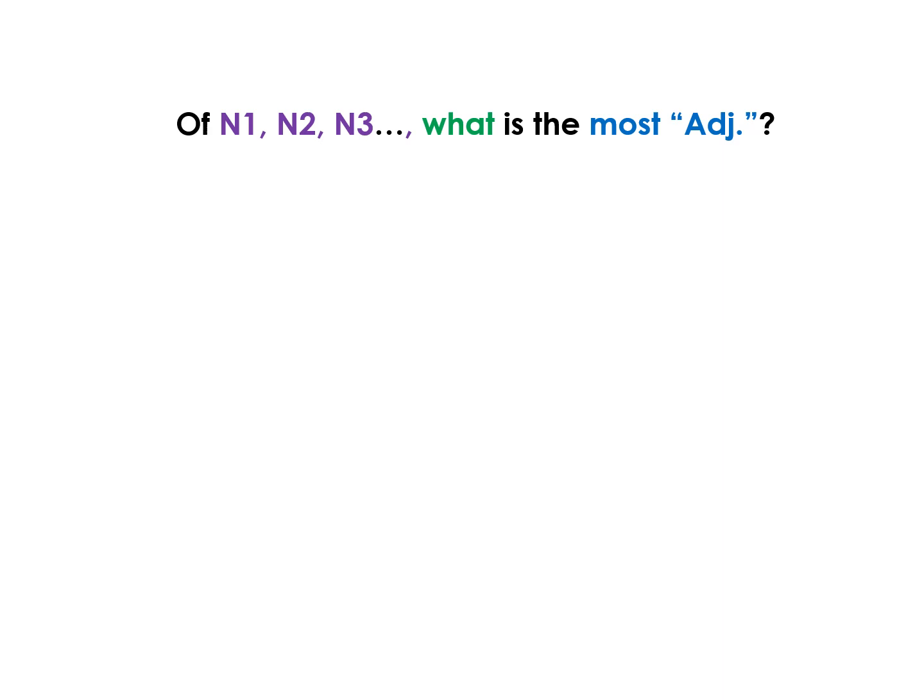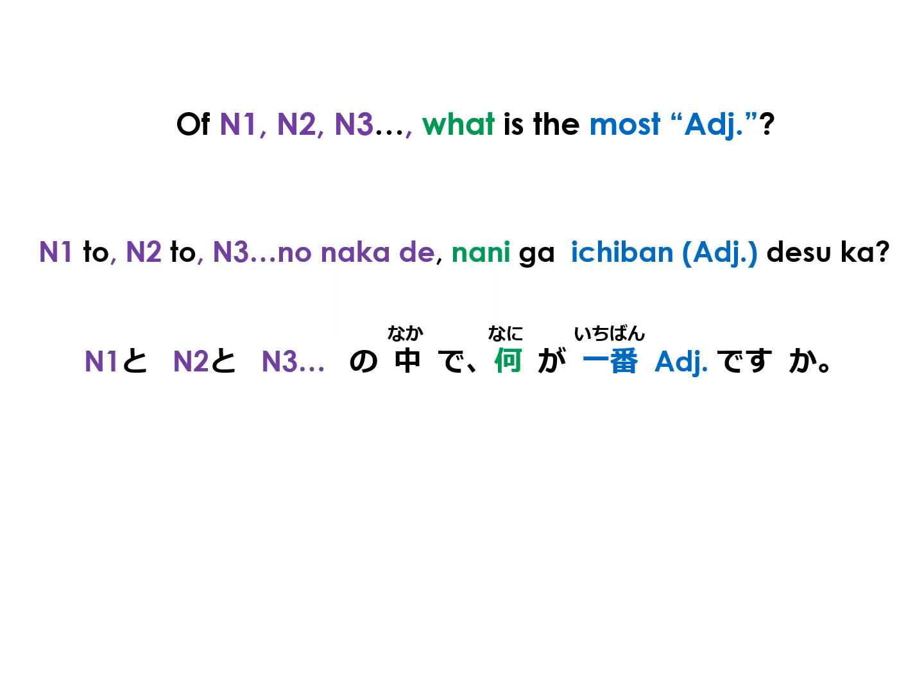Sometimes instead of a domain, we need to say what the choices are when comparing three or more things. For example, we could say of choices 1, 2, 3, etc. What is the most nani nani nani? In Japanese, that would be N1 to, N2 to, N3 to, etc. We separate each choice with the particle to, except for the last one. Then we close the choices with the usual domain identifier no naka de. Then we continue with nani ga ichiban, what is number 1, then say the adjective and close with desu ka.